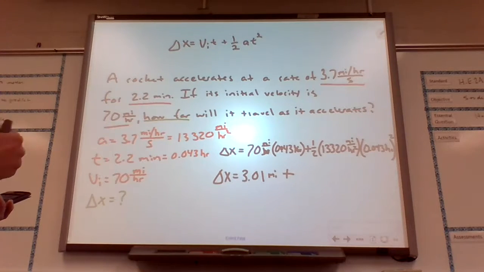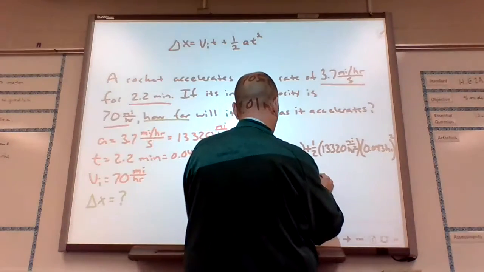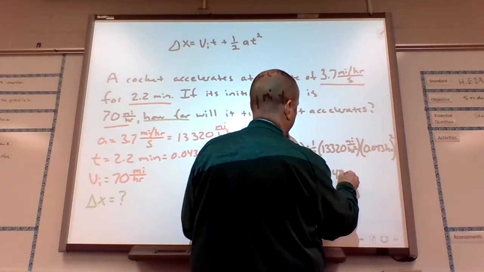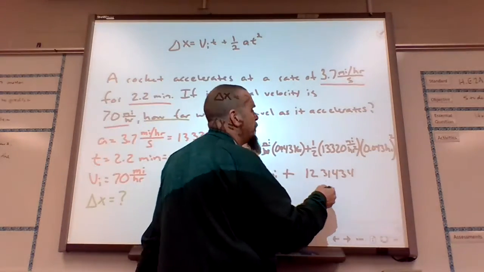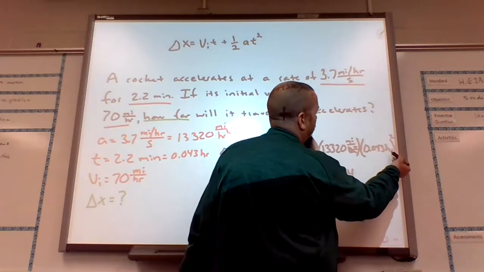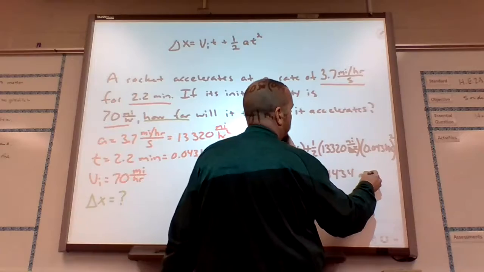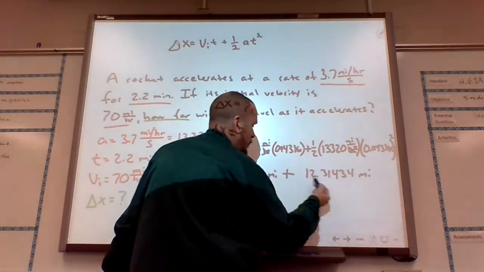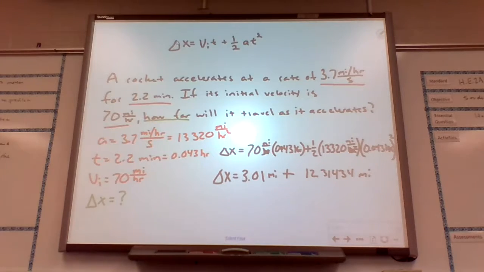And as I said before, because I don't trust calculators, 13320 times 0.043 squared times 0.5 equals 12.31434. That's the whole thing the calculator says. Again, you could just round that wherever you want to. This is going to be hours squared, so those cancel, leaving us with nothing but miles. That's our goal. Get those two distance units to be the only units left, making sure they're the same units.